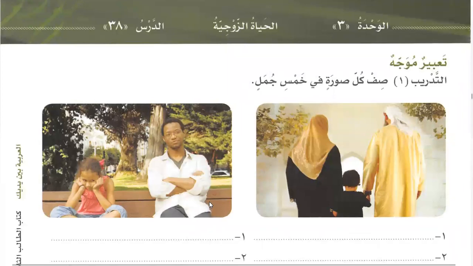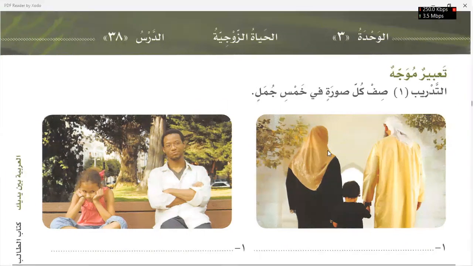Tabirun muajje, directed expression. Tadribul awwal sif kulla suratin fi khamsin jumalin. Describe each picture in 5 sentences. So basically, next student is Satya. Tell me, what do you see in this picture? And tell me in English, in these two pictures, what do you guess from these two pictures?